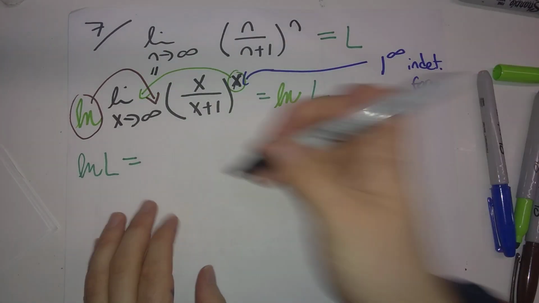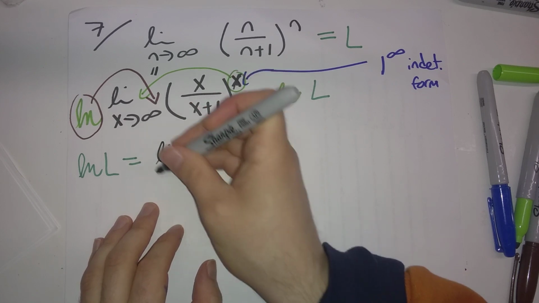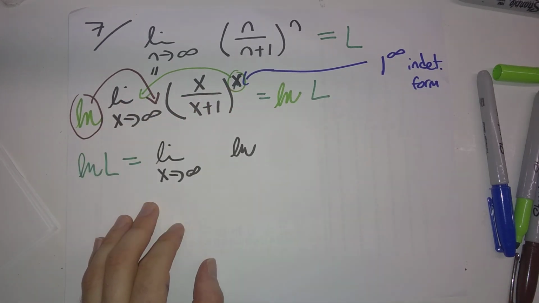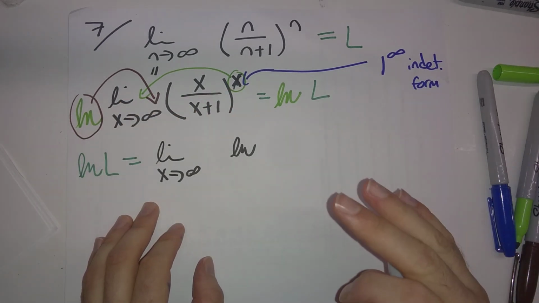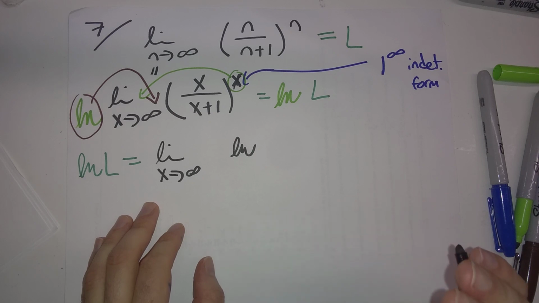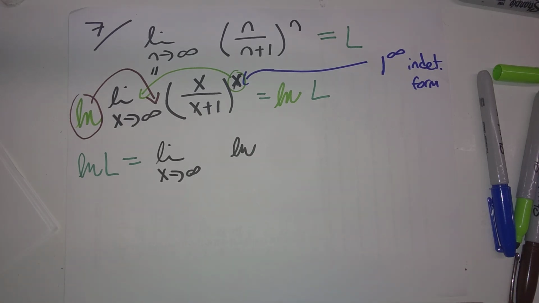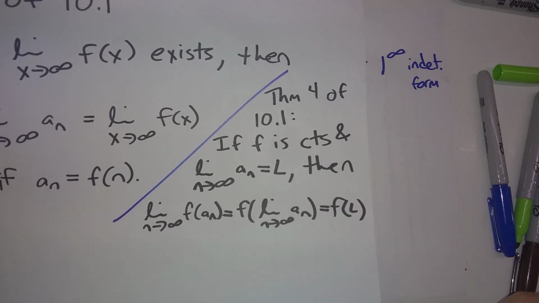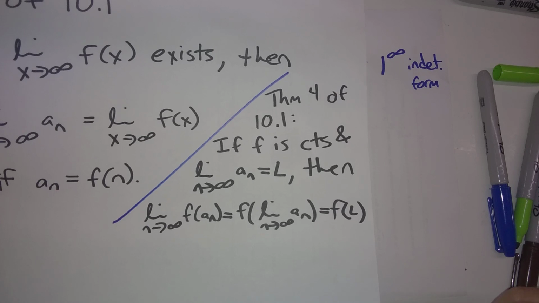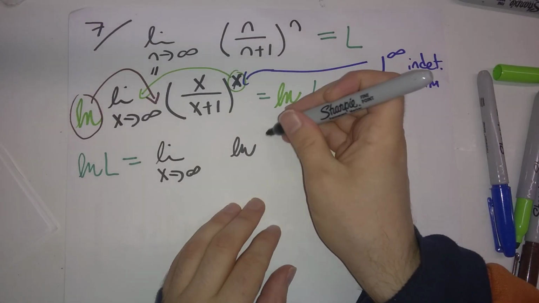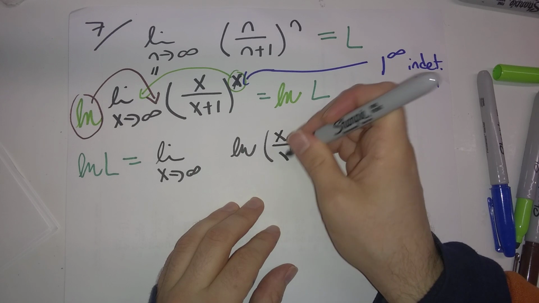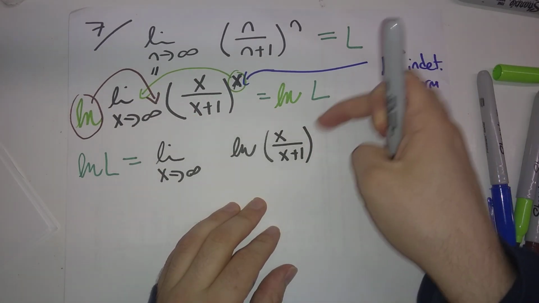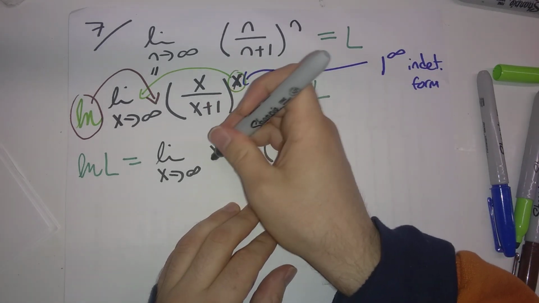So after making all of these changes, we have the limit as x goes to infinity of natural log, and we move the natural log inside the limit. We're allowed to do this because natural log is a continuous function. We're basically using the function limit version of this in a couple different ways in this problem. So natural log of x divided by x plus 1, and bring down the factor of x. So it was up here, and that comes down here.